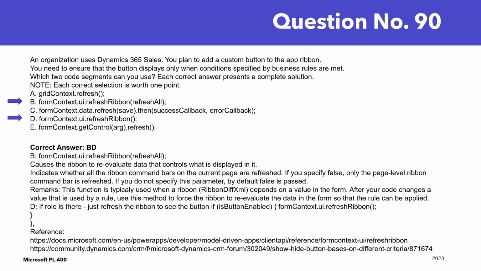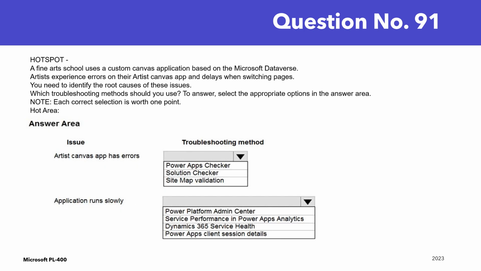A fine arts school uses a custom Canvas application based on Microsoft Dataverse. Artists experience errors on their artist Canvas app and delays when switching pages. You need to identify the root causes of these issues. Which troubleshooting methods should you use? To answer, select the appropriate options in the answer area. Issue: artist Canvas app has errors. Troubleshooting method: sitemap validation. Issue: application runs slowly. Troubleshooting method: service performance in PowerApps analytics.